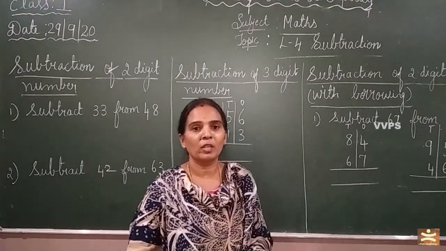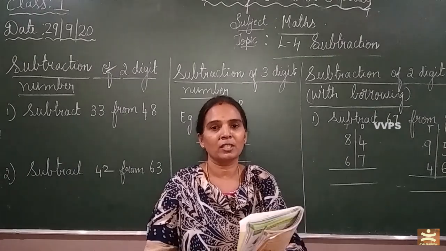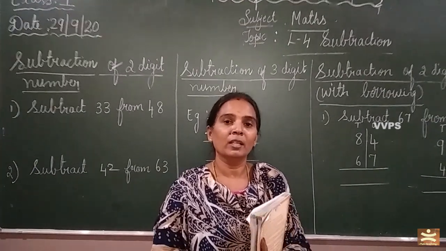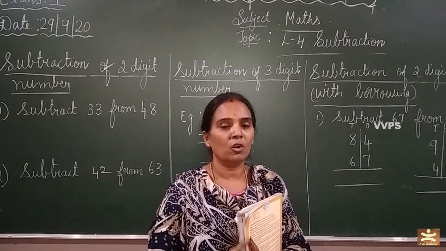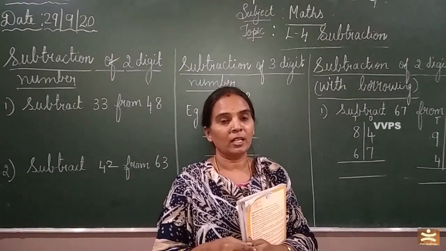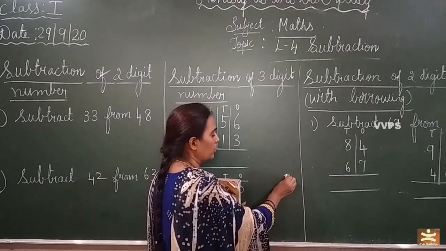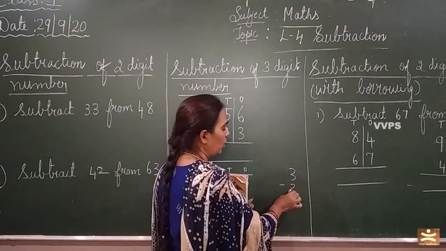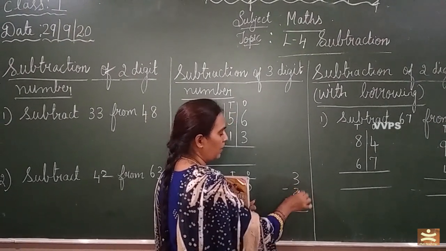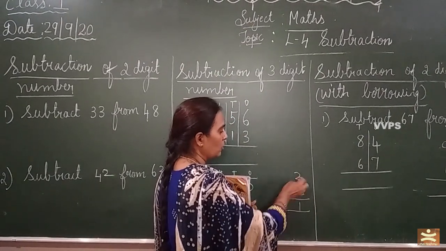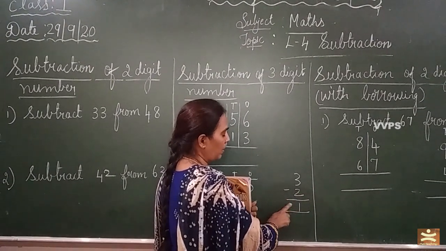The previous class also we learned lesson number 4, subtraction. So today we will be continuing. In the previous class you learned the horizontal subtraction, then for single digit you learned, children. See children, I am showing a single digit number here to practice. Okay, 3 minus 2 means what? 1, is it? So this is single digit subtraction.